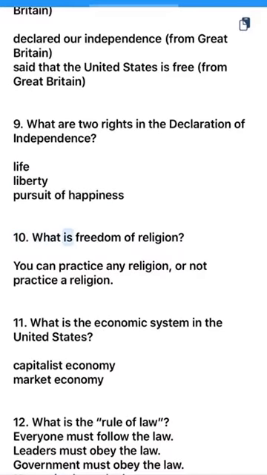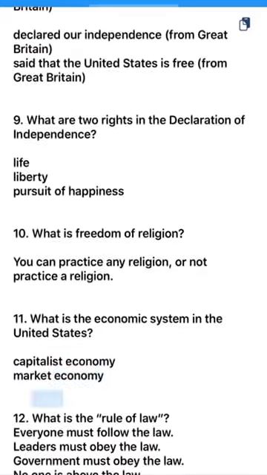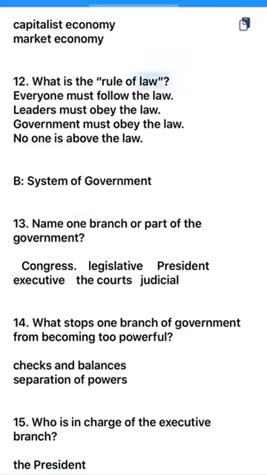10. What is freedom of religion? You can practice any religion, or not practice a religion. 11. What is the economic system in the United States? Capitalist economy. Market economy. 12. What is the rule of law? Everyone must follow the law. Leaders must obey the law. Government must obey the law. No one is above the law.